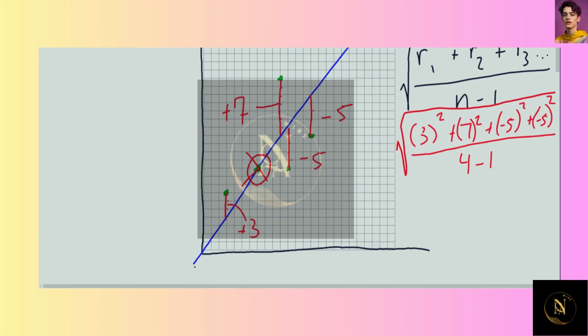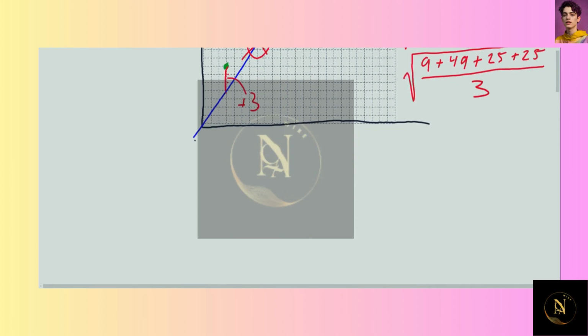Now, for the sake of solving the problem, we've got 9 plus 49 plus 25 plus 25 divided by 3. And this comes out to, real quick, 9 plus 49 is 58, plus 50 is 108. 108 over 3, the square root of that.